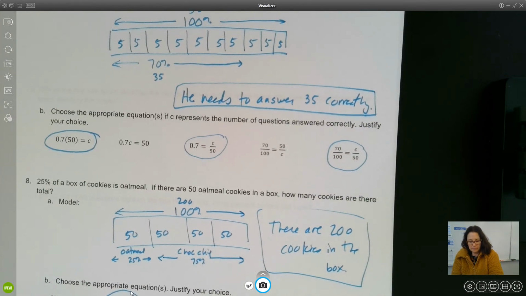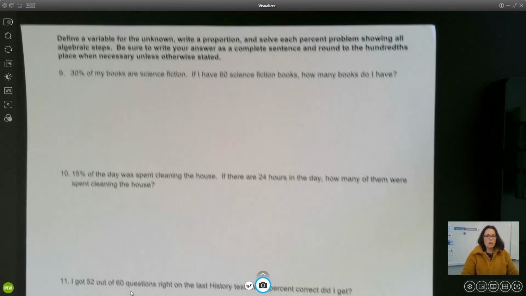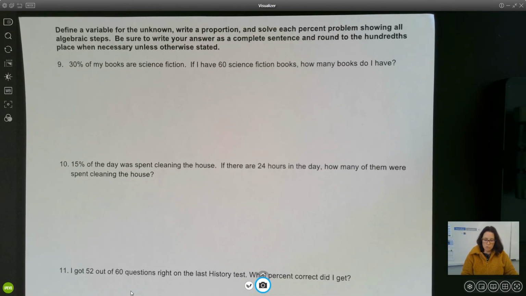Alrighty. So they're done walking us through. We are now charged with 4 questions here on our own. To find a variable for the unknown, write a proportion and solve each percent problem showing all the algebraic steps. Be sure to write your answer as a sentence and round to the hundredths place when necessary unless otherwise stated.